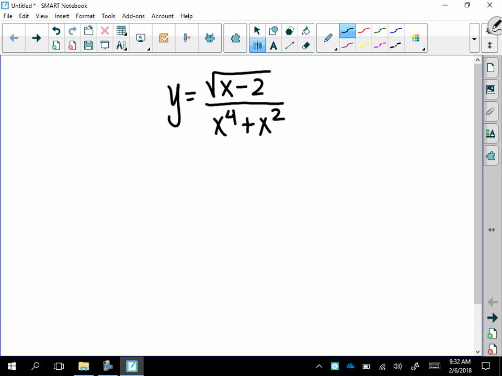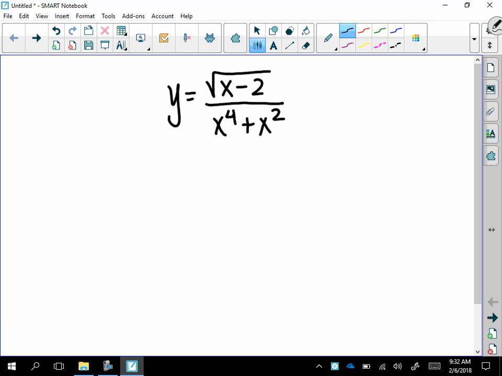Tell me about your numerator. The kinds of numbers that come out of square roots are always positive or 0, right? So it's possible for me to get a 0 in the numerator. It's possible for me to get positive numbers. Is it possible for me to get negative numbers in the numerator? No. The only numbers that come out of square roots are positives or 0.